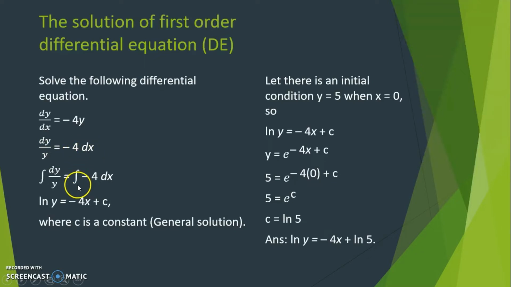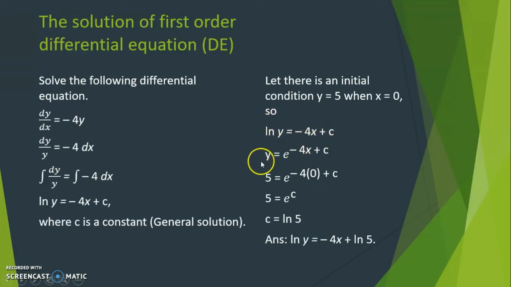Then we integrate both sides, and we will get ln y equal to negative 4x plus c, where c is a constant. In this form, we call it a general solution. Then we let there be an initial condition y equal to 5 when x equal to 0. We substitute y equal to 5 and x equal to 0 into this equation.